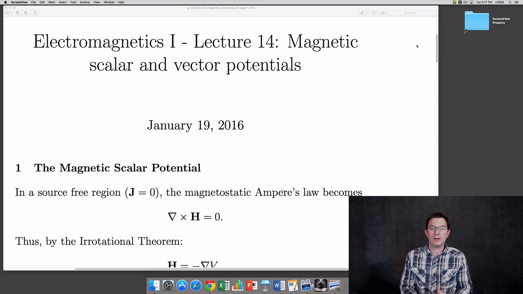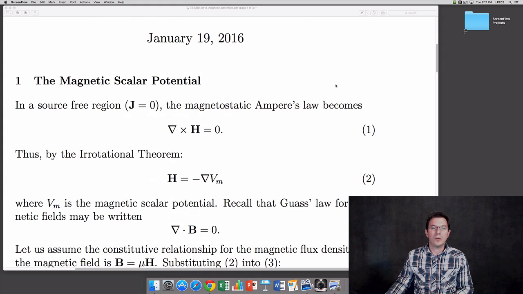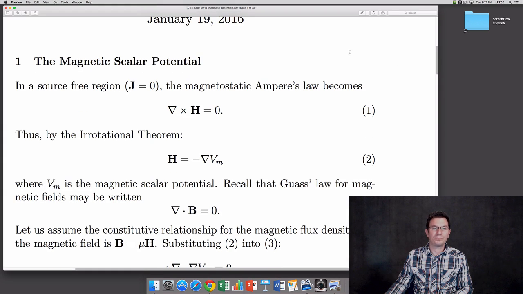So today we're going to be talking about two different such potentials: the magnetic scalar potential, which is a scalar, and the magnetic vector potential. They're both useful, but in different situations. So let's first look at the magnetic scalar potential.